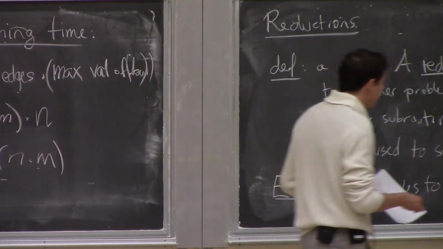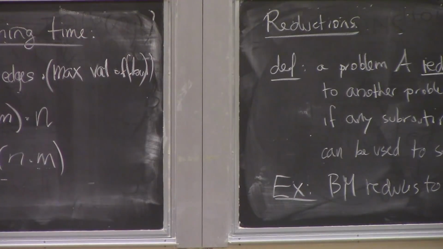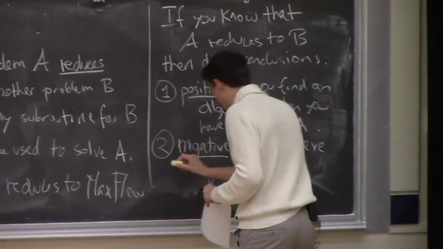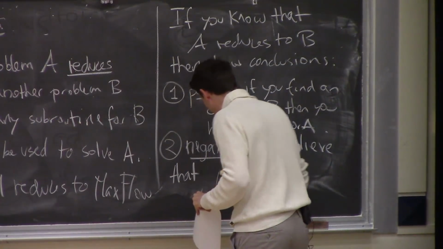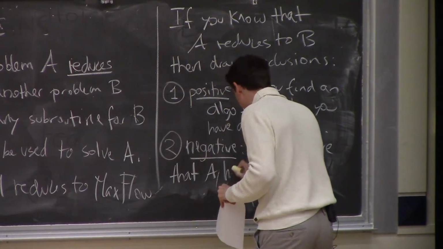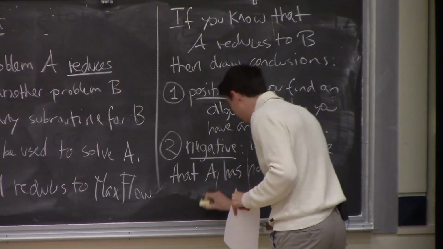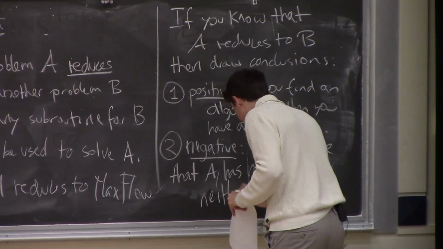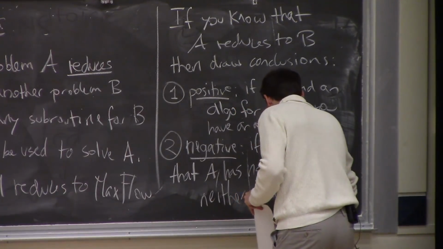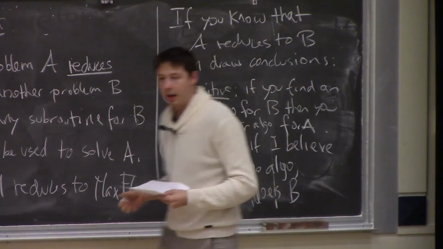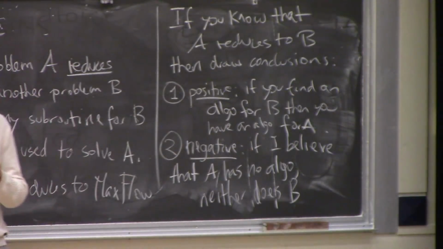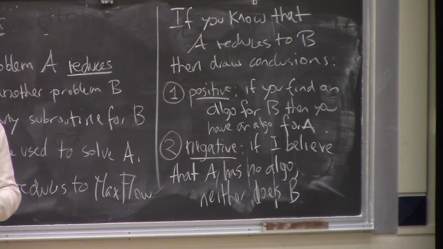So if I believe that A has no algorithm, neither does B. So namely, I don't have to standalone individually spend a lot of time trying to convince, yeah?